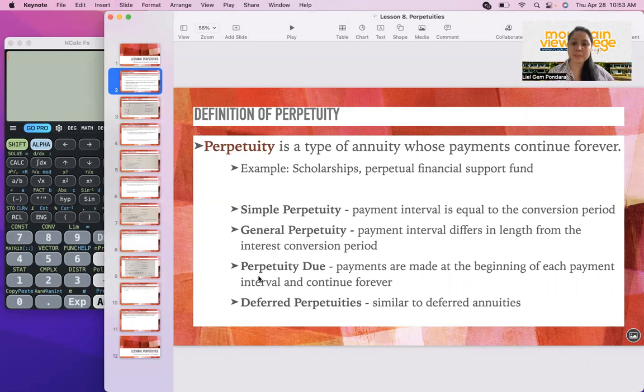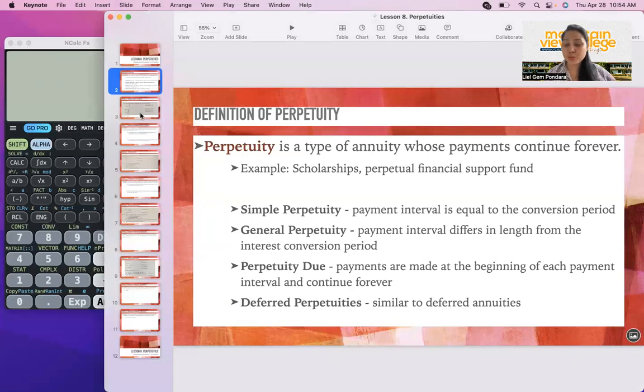The other is perpetuity due. It's a perpetuity where the payment is given at the beginning of each payment interval and it continues forever. If the amount is given at the end of the month, we call it an ordinary perpetuity. And the last is deferred perpetuities. These are similar to deferred annuities, wherein there is a delay in the first payment.